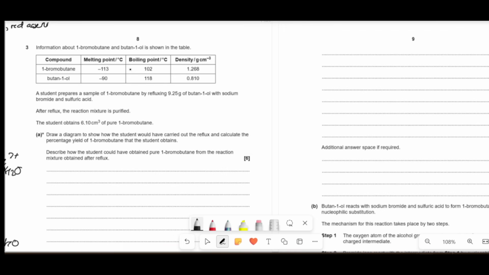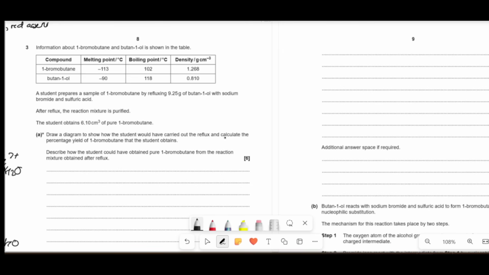So it says information about 1-bromobutane, butan-1-ol shown in this table. So what do we see here? We've got a lower melting point for 1-bromobutane, a lower boiling point, and a higher density. A student prepared a sample of 1-bromobutane by refluxing this much butanol with sodium bromide and sulfuric acid. After the reaction, it's purified, and they get this much pure bromobutane.